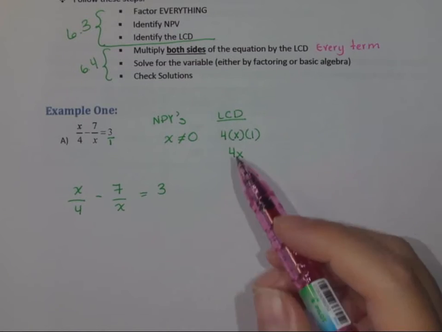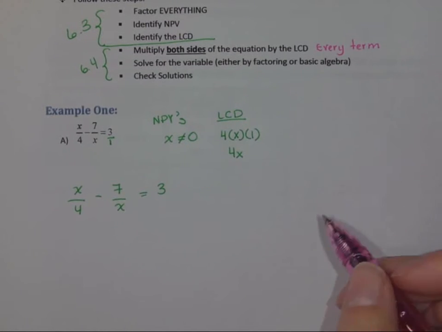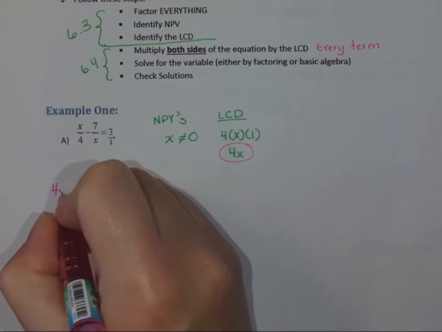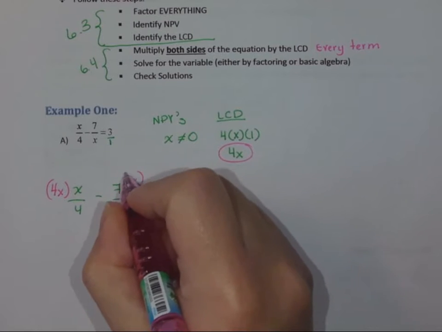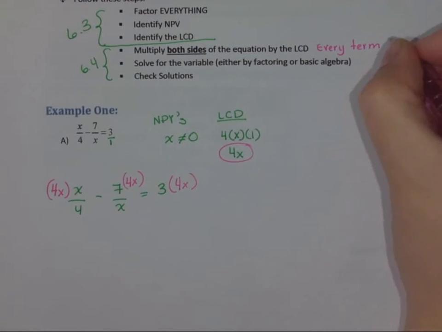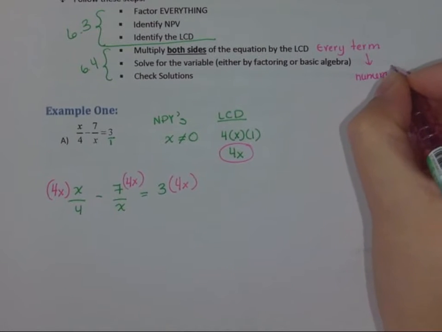Okay, so we're multiplying every term by the LCD. So that means we're going to take my LCD and times it by numerators only. So 4x times this by 4x and times this one by 4x. So maybe we'll add to that numerator only.